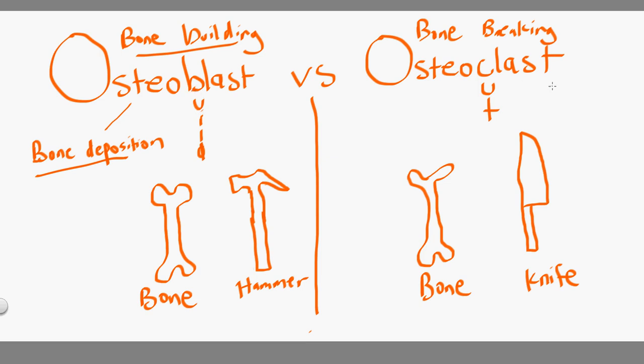And then you have osteoclast. The scientific name for this is bone resorption, which means they are releasing calcium into the bone. So this is the main difference between osteoclast and osteoblast. And again, it's very easy when you remember that C means cut and B means build. So I hope that's clear.